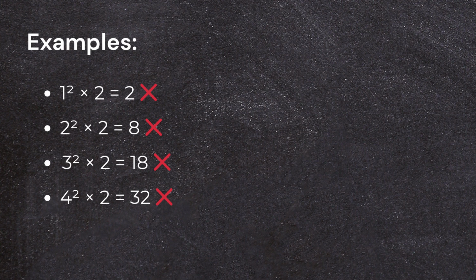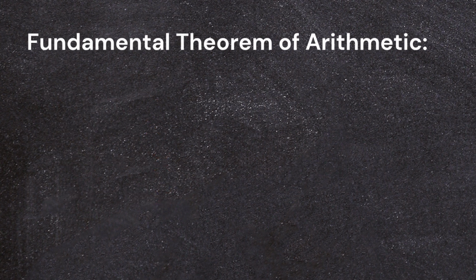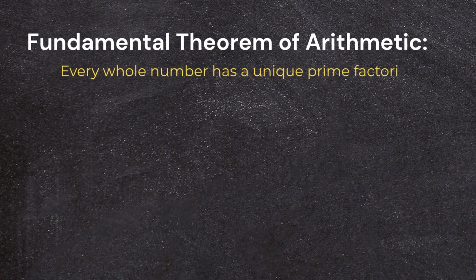But hold on, just checking examples is not a proof. We need to show this works for every square, not just a few small ones. And this is where the Fundamental Theorem of Arithmetic comes in. The Fundamental Theorem of Arithmetic states that every integer greater than 1 can be uniquely expressed as a product of prime numbers, disregarding the order of the factors.